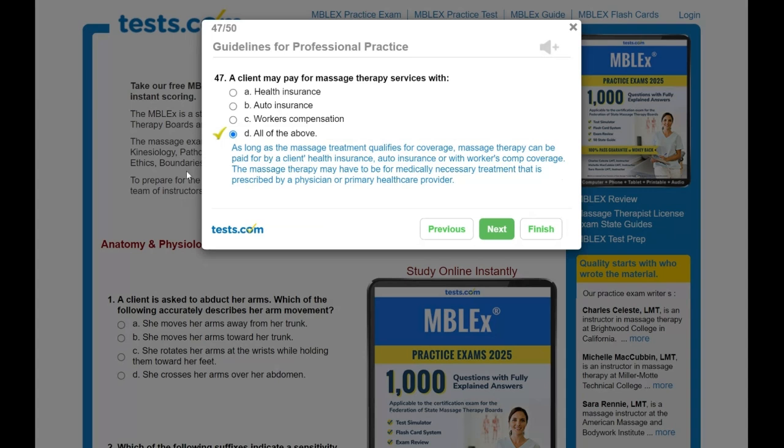The massage therapy may have to be for medically necessary treatment that is prescribed by a physician or primary healthcare provider.